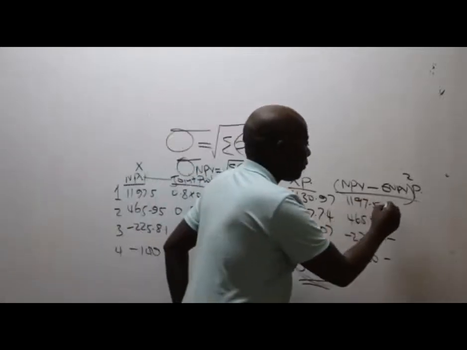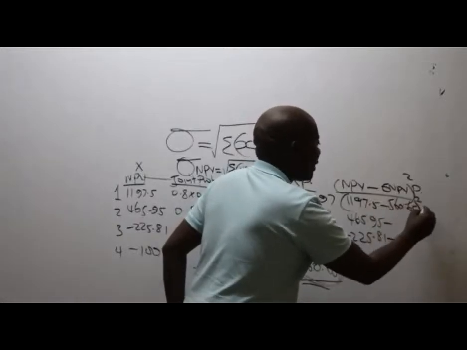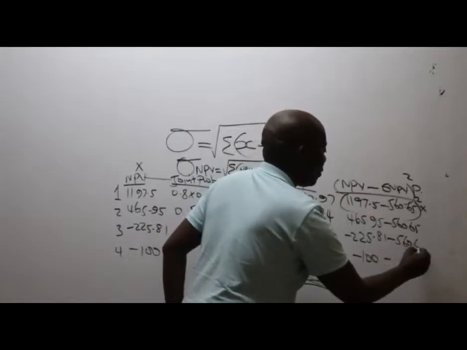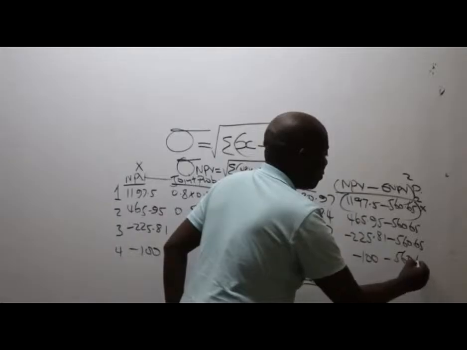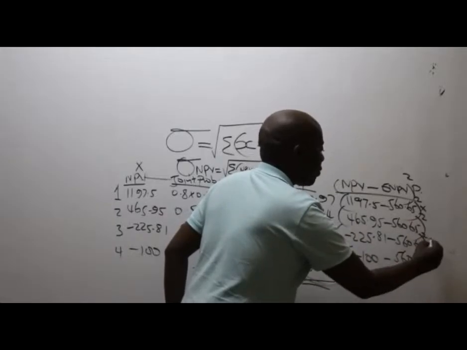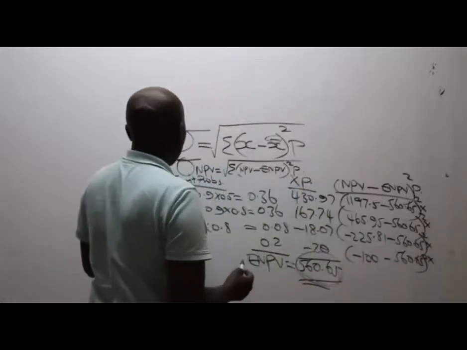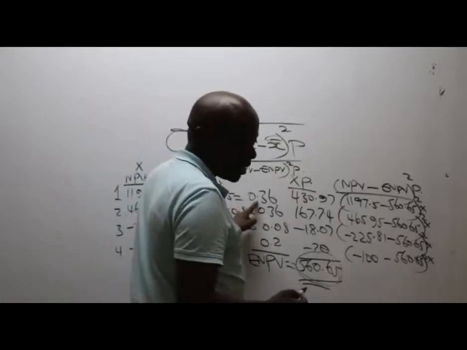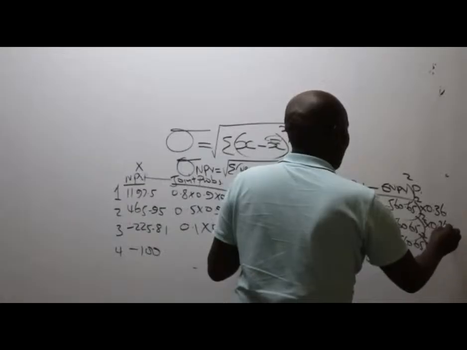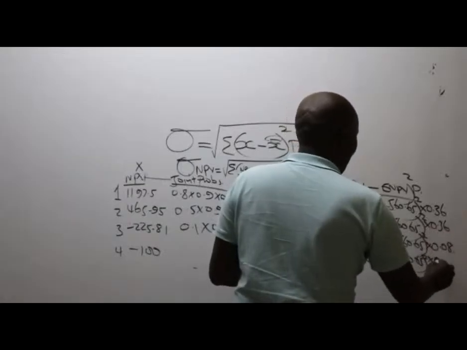So this one is supposed to be 560.65. I'll have to square it, times the probability. 560.65 will be applicable all through. You square, times the probabilities, like that. And the probabilities have been given. You remember the joint probabilities, these ones here: 0.36, 0.36, 0.36, 0.08, 0.2.